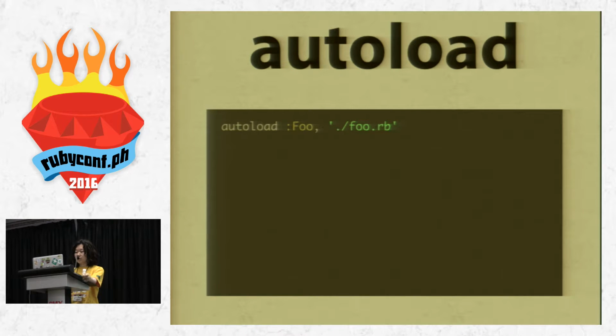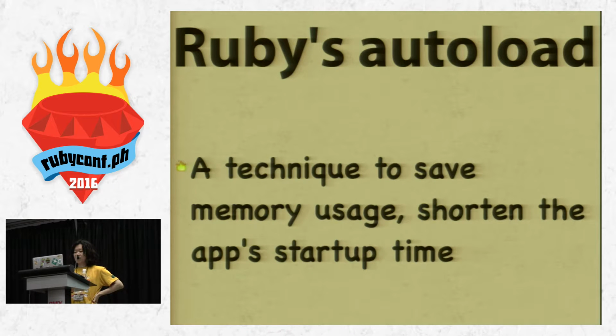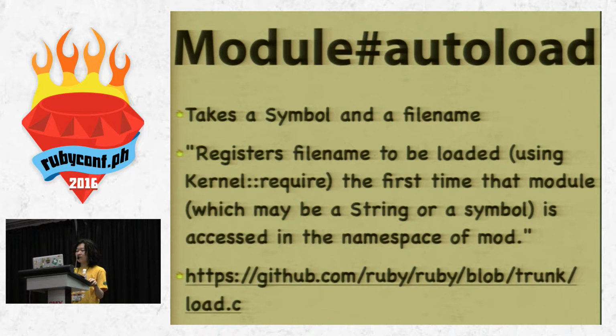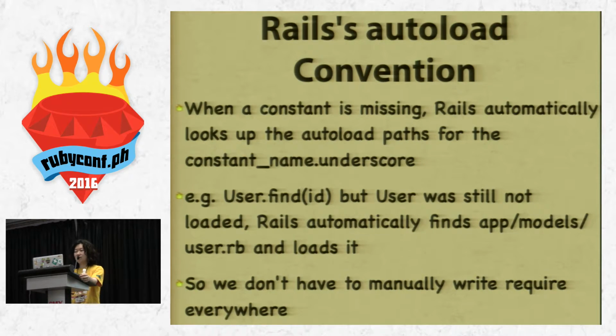And another thing you need to know is autoload. Ruby has autoload. It's a technique to save memory usage. It's a method that takes a symbol and a file name, and it does lazy loading until the constant is first looked up. And Rails extends this autoload as well. The Rails version of autoload doesn't take a file name. It takes only a symbol and computes the location of the file from a COC convention. So you don't have to manually require user, require some controller, require some model everywhere in the applications.